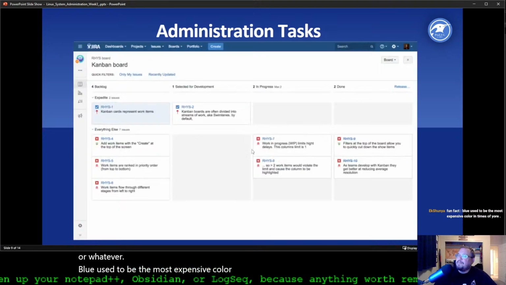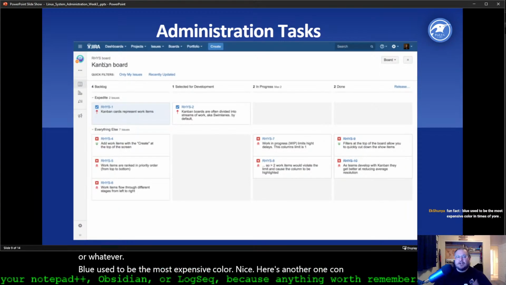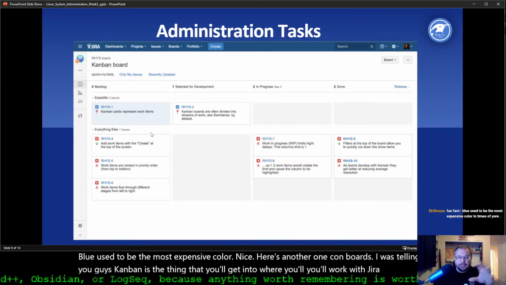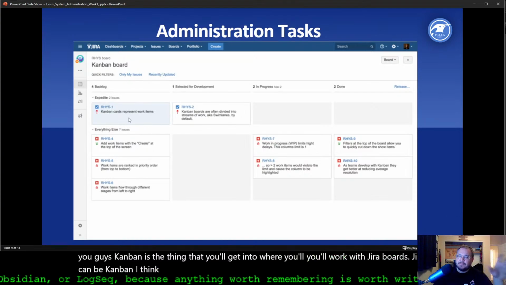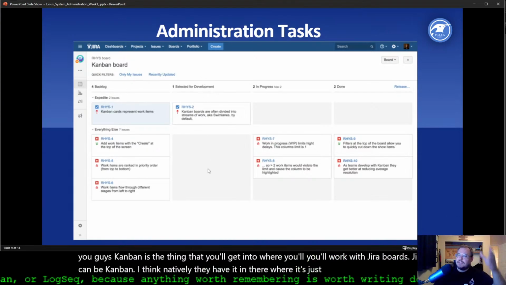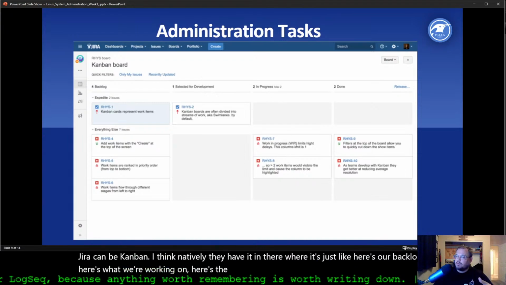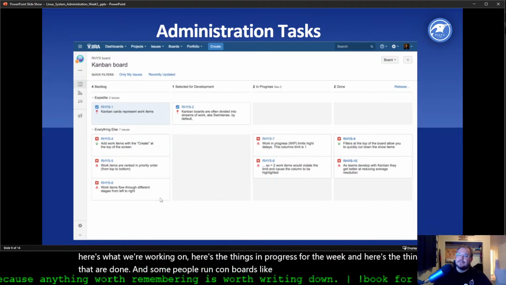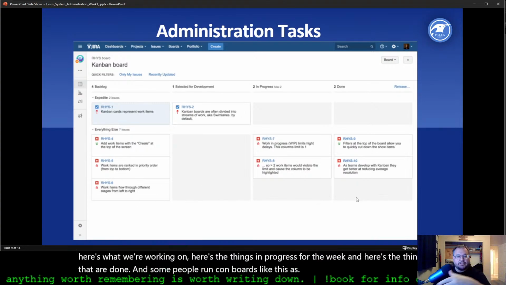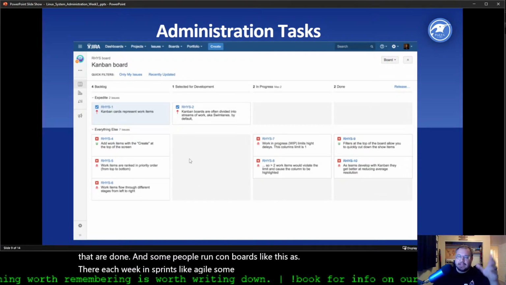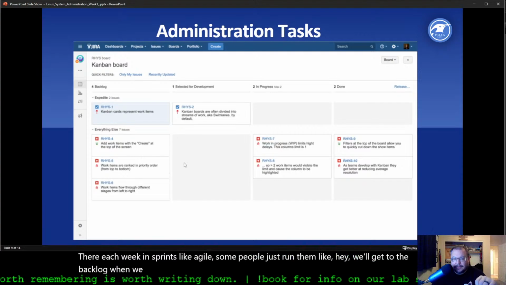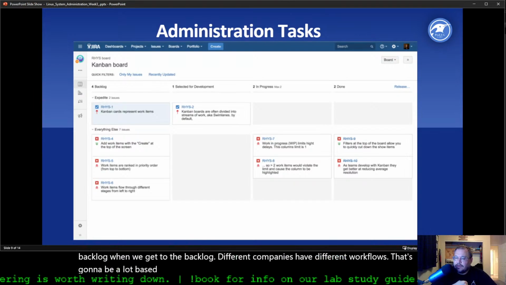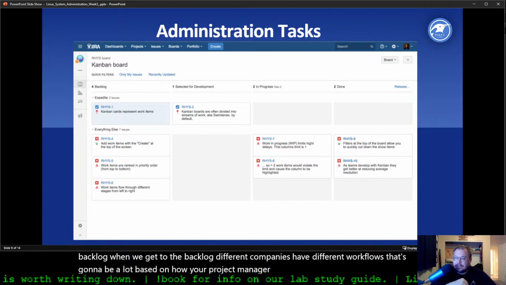Nice. Here's another one, Kanboards. I was telling you guys, Kanban is a thing that you'll get into where you'll work with Jira boards. Jira can be Kanban, I think, natively. They have it in there where it's just like, here's our backlog, here's what we're working on, here's the things in progress for the week, and here's the things that are done. And some people run Kanban boards like this as their each week in sprints, like Agile. Some people just run them like, hey, we'll get to the backlog when we get to the backlog. Different companies have different workflows. That's going to be a lot based on how your project manager or your manager in some cases drives this.